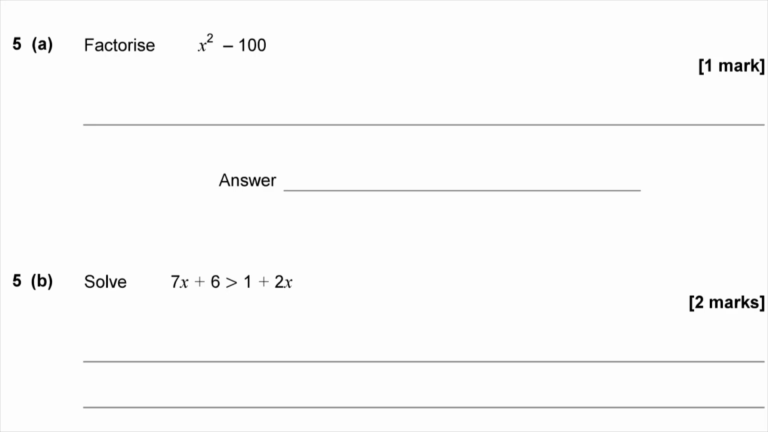Question 5. Factorize x squared minus 100. Now, you should spot immediately that this is the difference of two squares. It's a very well-known type of quadratic, crops up a lot. So I already know what this is going to look like. It's going to be two brackets like this, and the square root of x squared is x, so I'm going to have an x here and here. The square root of 100 is 10, so I'm going to have a 10 here and here. And then I'm going to have a plus in one and a minus in the other.